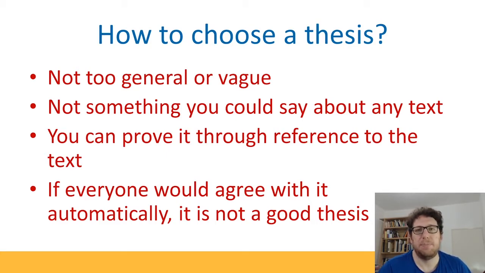"Even first-person narrators are often unreliable." That's also not the best thesis for this kind of writing, because you want to be more specific. "This narrator is unreliable." Okay, again, not something that you could say about any text. You want there to be specificity. You want there to be something unique about this text that you're bringing forward.